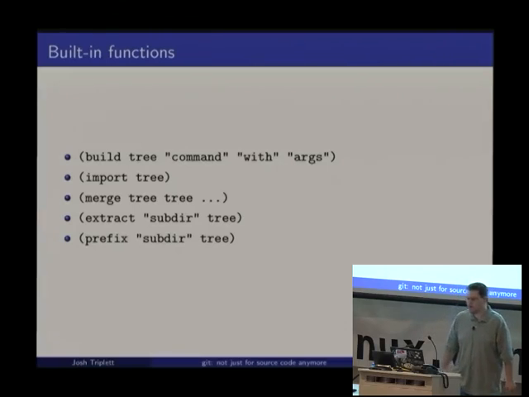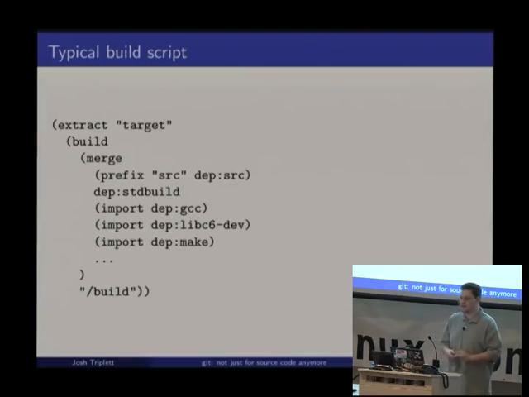So a typical build script looks a lot like this, and you read it from the inside out. You're going to import a pile of dependencies like GCC, libc6-dev, and make. You're going to take something like a standard build script, and you're going to pull in your own source code, which is a dependency that doesn't necessarily have to live in the same repository as your build script. You're going to merge all those together into one Git tree, and your source is prefixed with /source here so that it's separated from all of your dependencies.